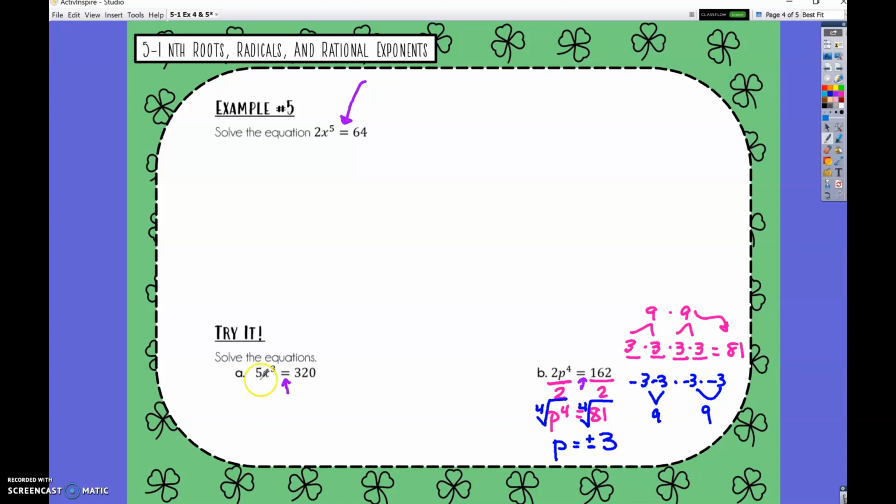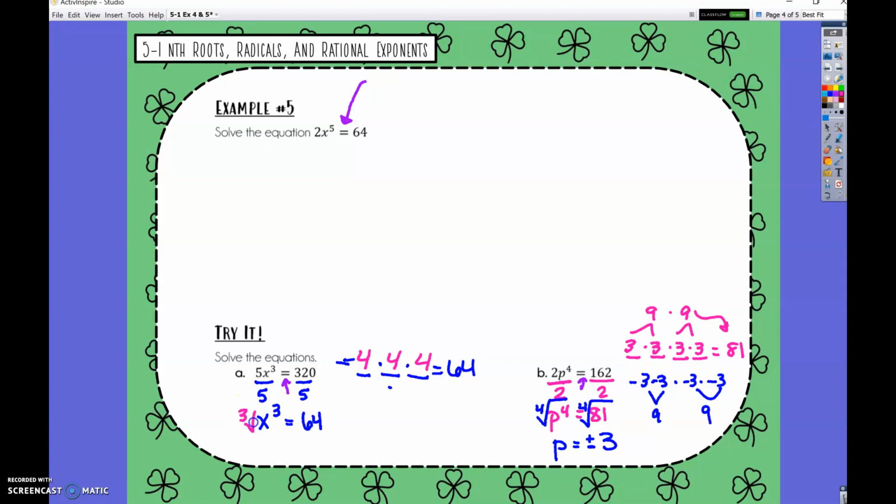Now let's move to part A. Our first step, we're going to divide by 5 in order to get our x to the third all by itself. And 320 divided by 5 gives us 64. So we're looking for a number times itself to give us 64. That's our thought process. Now you may or may not be able to guess that that number is going to be 4. But let's think of how we're going to cancel out, if you will, that third power.